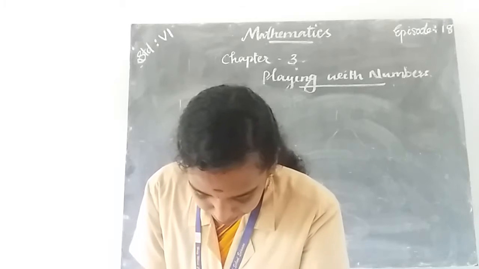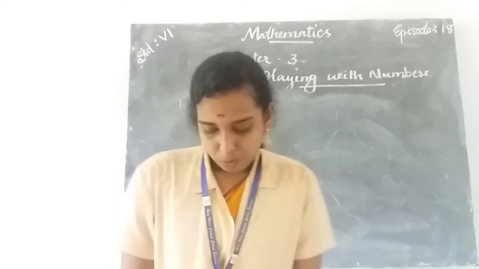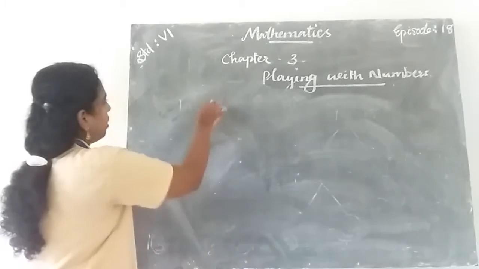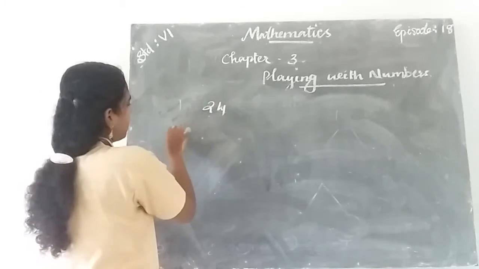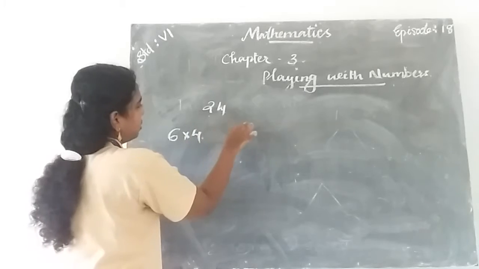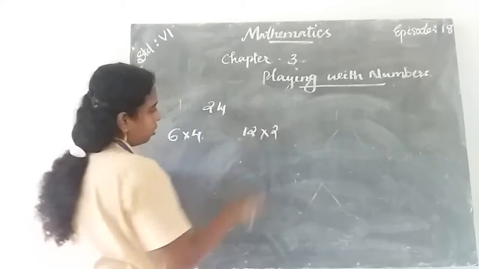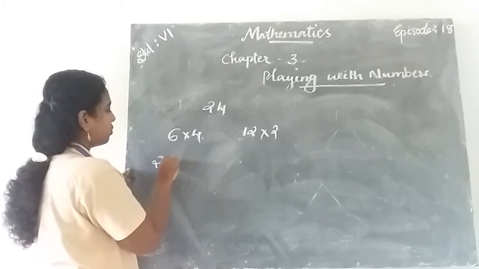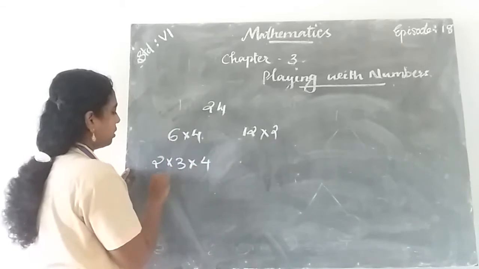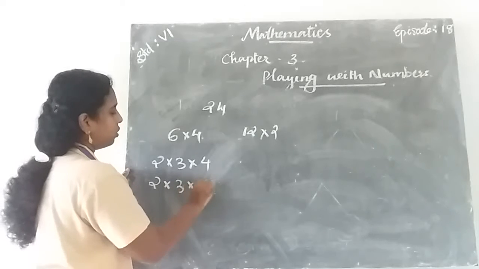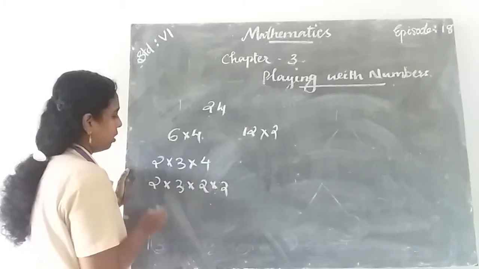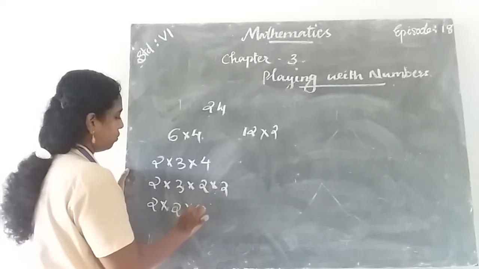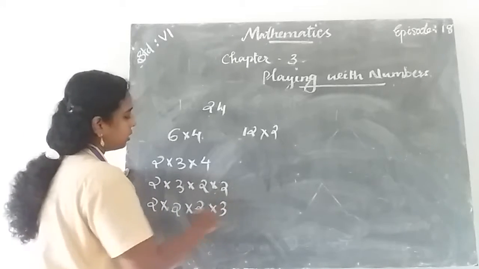And the next portion, prime factorization. Prime factorization we also studied for 24. First factorized as 6 into 4, then 12 into 2, and 3 into 8. Then we also factorize 2 into 3 into 4, then 2 into 3 into 2 into 2. So the prime factorization of 24 is 2 into 2 into 2 into 3.